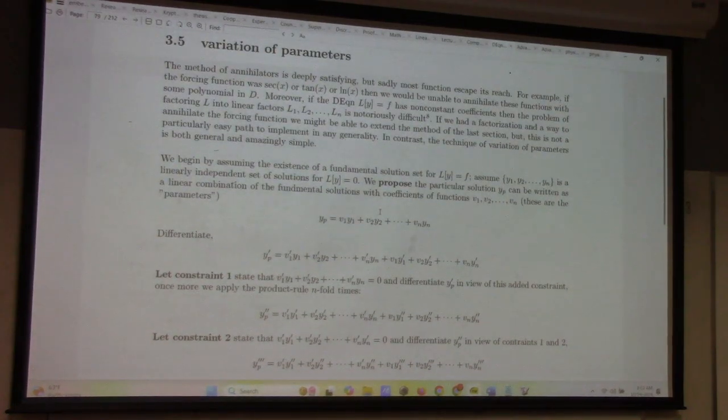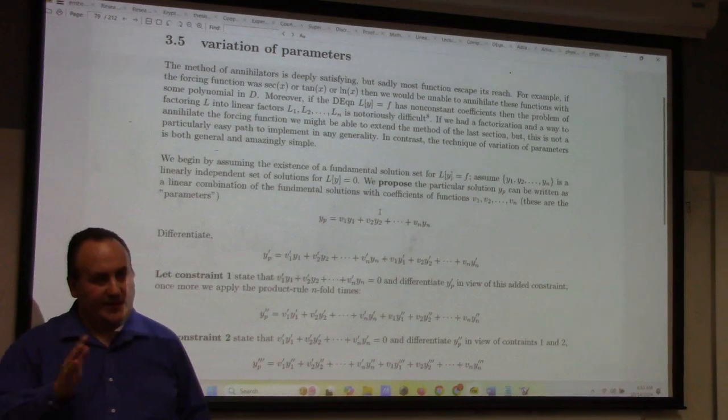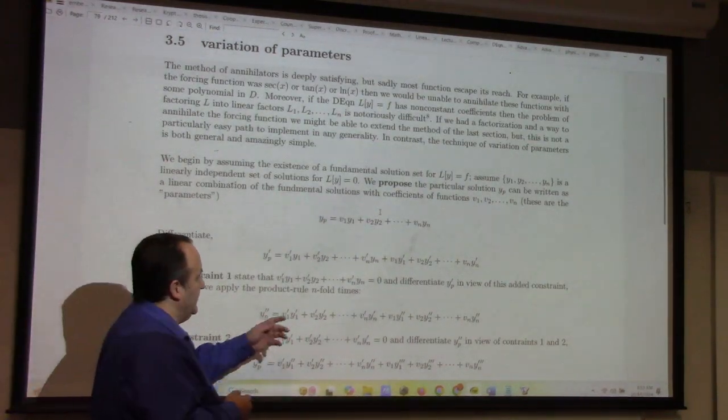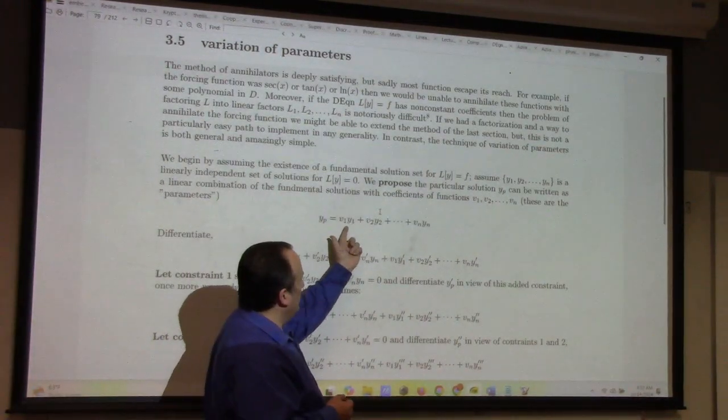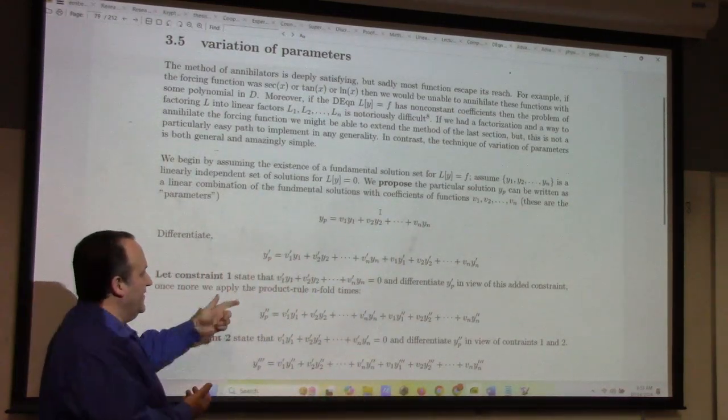Now, so I just worked out variation of parameters for n equals 2 in class today, right? We could work that out by hand. It wasn't too bad. It turns out, though, that this method is totally general. It works just as well for the order n problem. In the order n problem, you have a fundamental solution set of y1 through yn. And so your variation of parameters guess would look like this: v1 y1, v2 y2, all the way out to vn yn. And then you differentiate it.